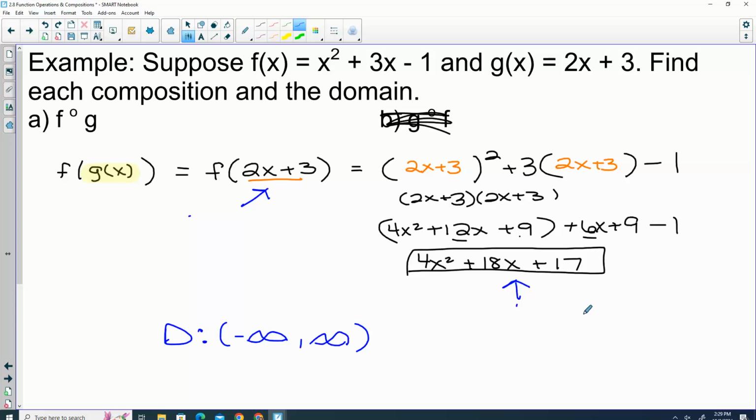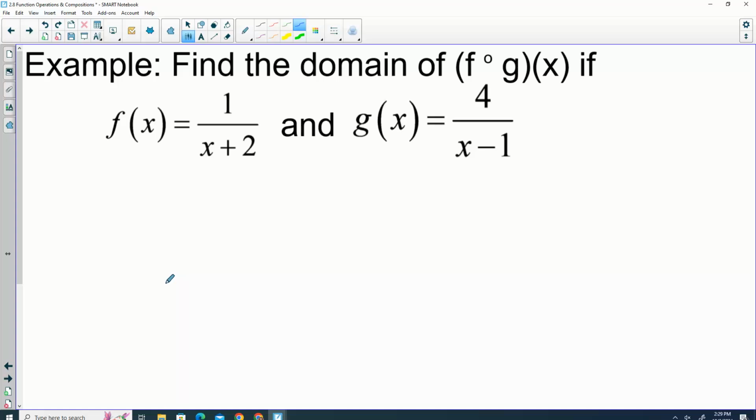Any questions there? So let's do one that's a little more interesting, and not just name infinity. My functions are f of x equals 1 over x plus 2, and g of x equals 4 over x minus 1. First, let's compose them.